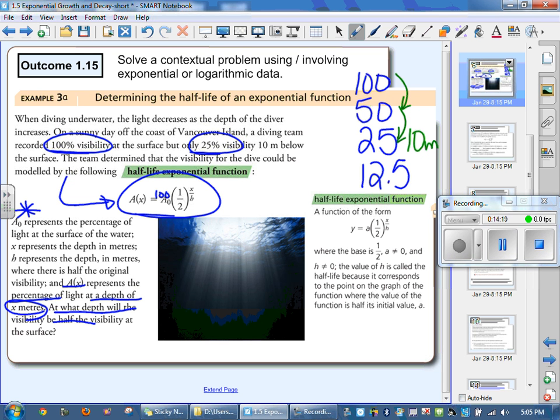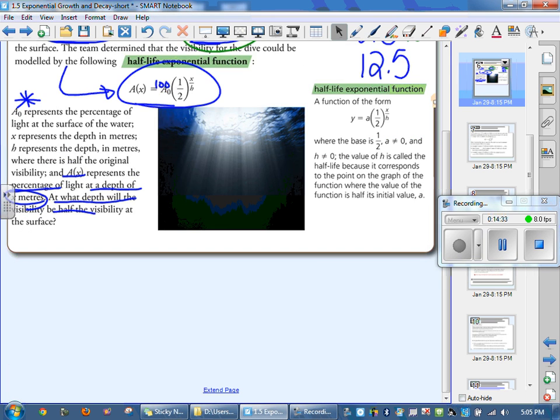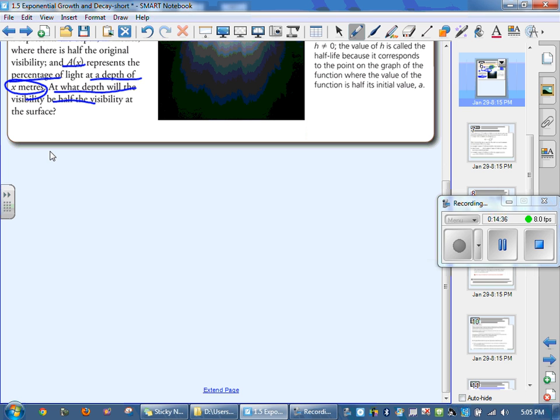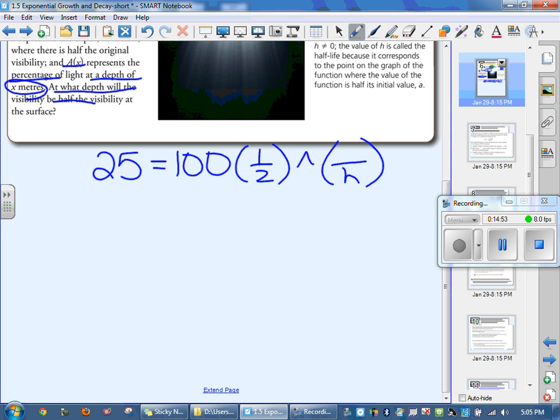All right, so let's take a look at what that's going to mean for us. So we're going to solve it first using the 25% visibility and our 10, because we know those digits. So let's solve those together. So we put 25 on the left-hand side for our A(x). Our A0 is 100% visibility. Then 1/2 exponent x over h, or pardon me, we don't know the h, but we know we're 10 meters below the surface when we can see 25%. That's what that 10 stands for.